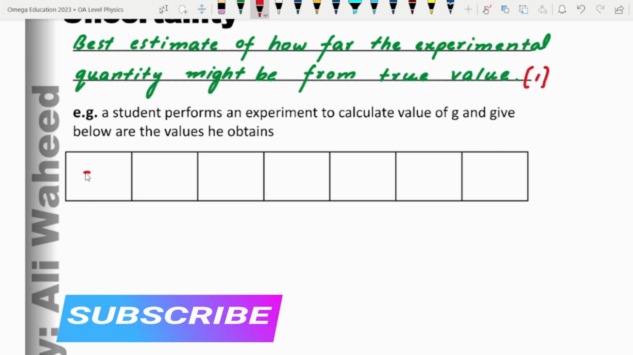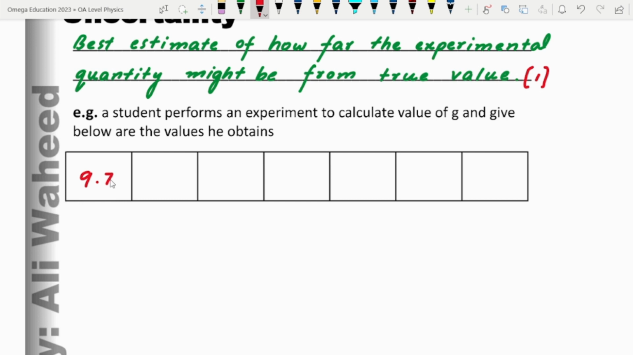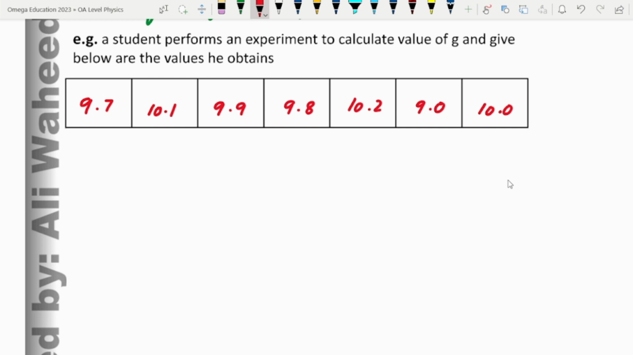So I'm going to suppose some of the values. Let's say the first one that he gets by calculation after doing the experiment is 9.7, then he gets 10.1. These are just supposed values that the student gets after he performs the experiment to find the value of g. First of all, what is the calculated value? Now we have a set of values. Which one do we consider as the final value of the experiment?